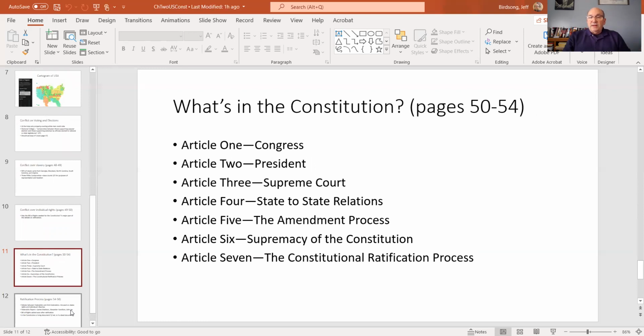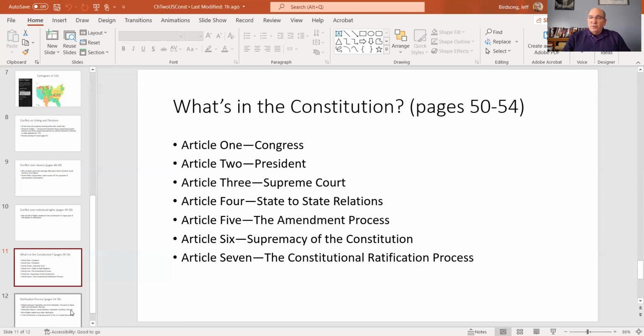So you'll see here in the Constitution, pages 50 through 54, give you an idea of what is in the Constitution. So Article 1, Congress, read through these pages and get an idea of the powers of Congress. It's the very first branch of government mentioned in the Constitution. In many ways, then, you can reach a conclusion when you look at the powers that Congress has, that it is intended to be the most powerful of the branches of government.